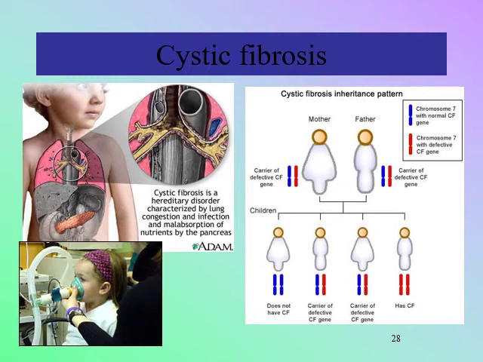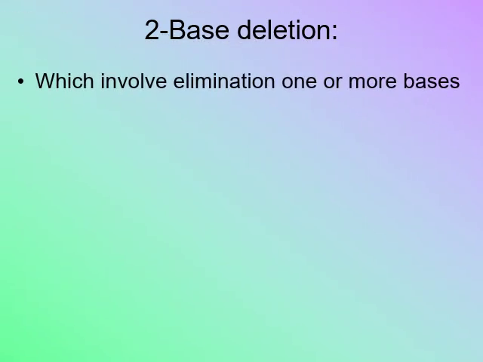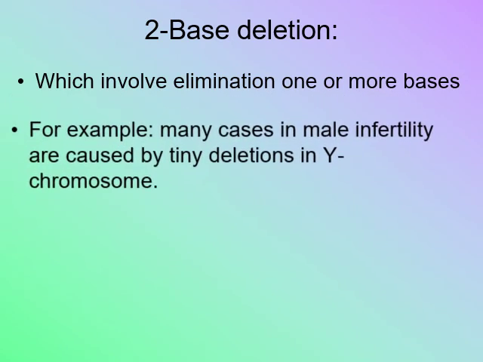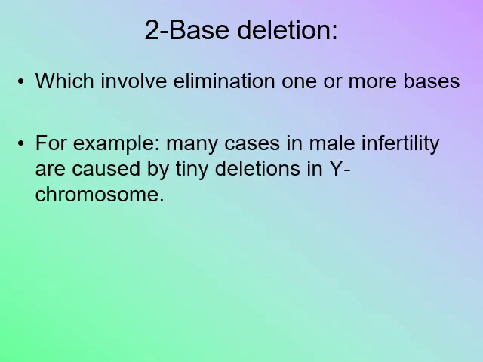That causes drying and thickening of the mucus outside. The other type of gene mutation is base deletion, which involves the elimination of one or more bases. For example, many cases of male infertility are caused by tiny deletions in the Y chromosome.